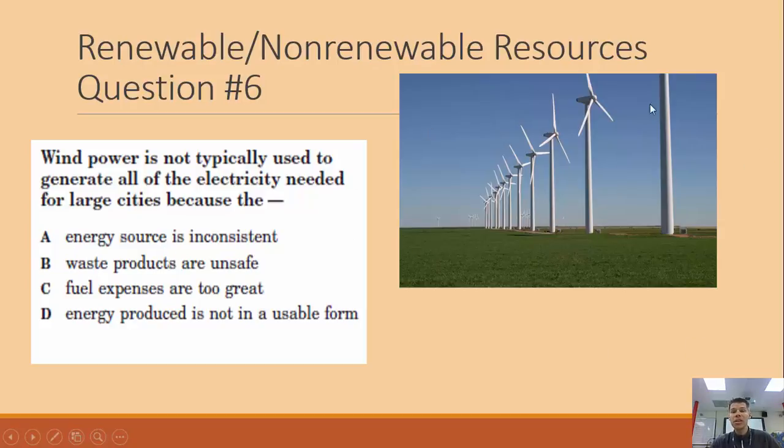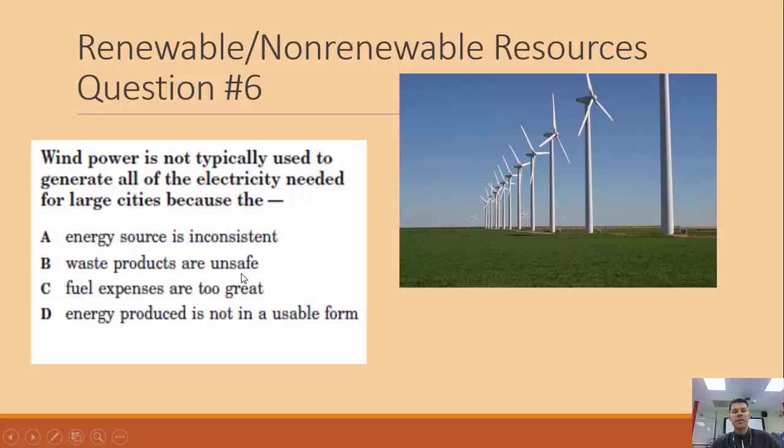Why can't you completely depend on wind power to generate the electricity for an entire city? Could be because sometimes it's not windy and the energy source is inconsistent. That's a good answer, like letter A. All right, let's just look at B, C, and D real quick.